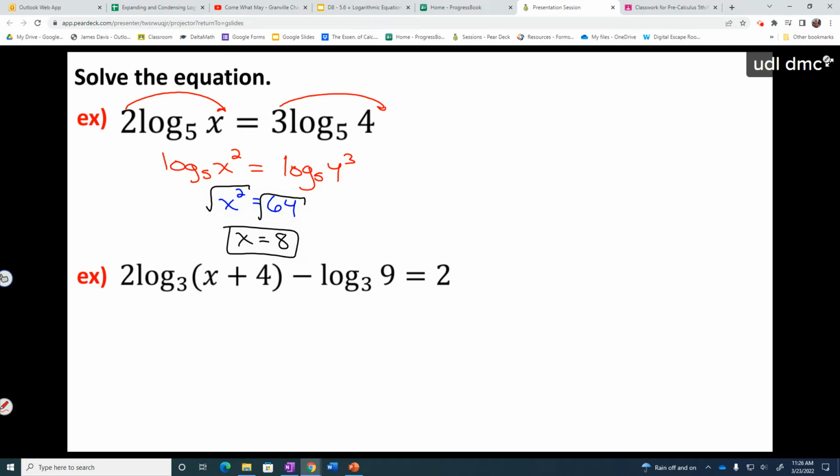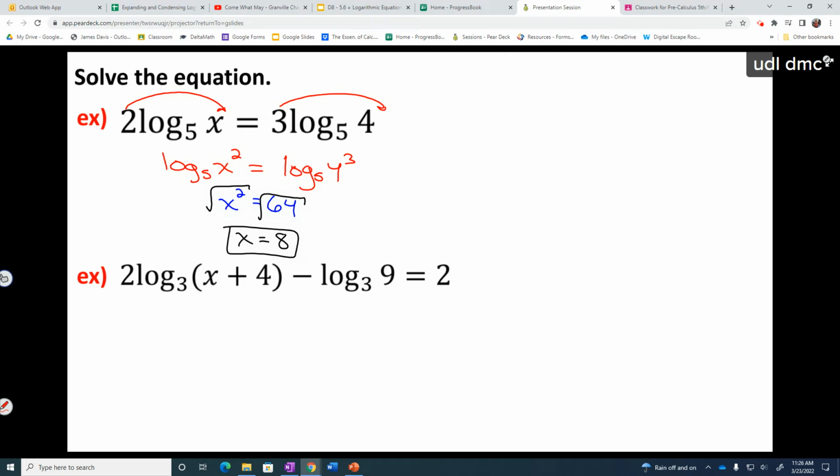Because it already is broken apart, right? So we call it condensing, condensed logarithm. So you could actually bring this together into a single log, right? So let's try that. Let's try to condense this part. Again, ignore the 2 for right now. Try to condense this into a single log.